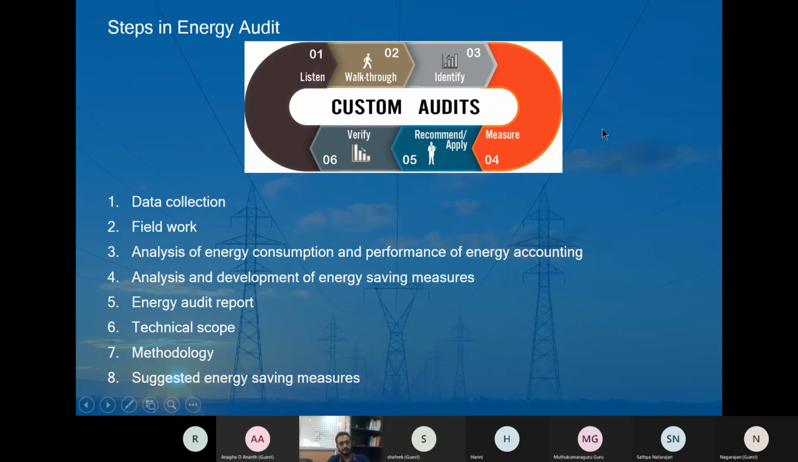Steps in an energy audit. First, data collection. The auditor starts collecting some preliminary information on the energy consumption of the facilities and some technical details such as process diagrams, drawings, that is SLDs, and equipment inventories usually provided by the organizations. Fieldwork. At least one on-site visit is compulsory, with the aim of gathering all the information needed for the study depending on the defined scope.